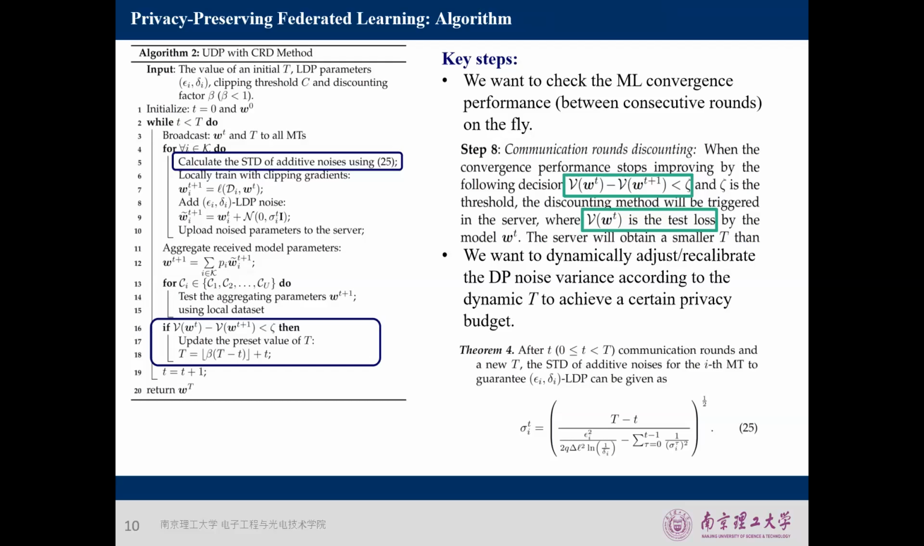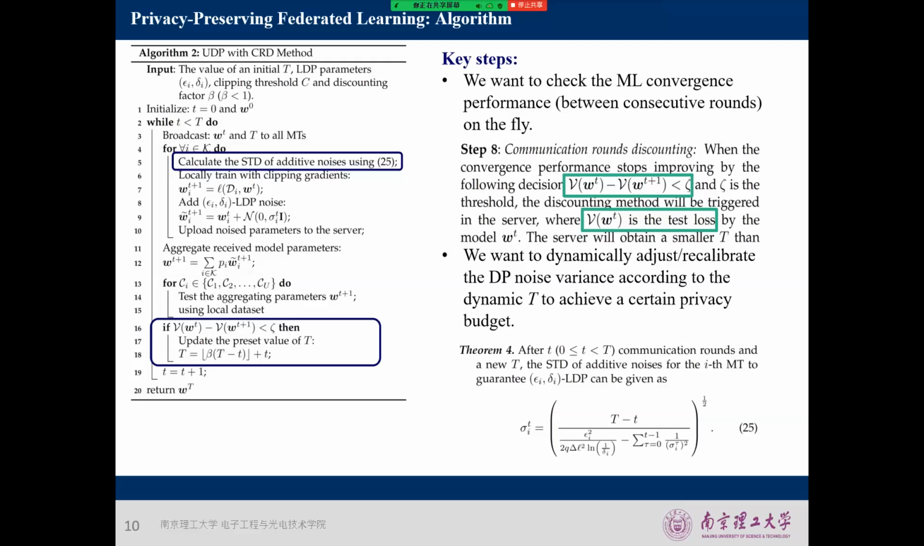Maybe my explanation is not clear. For example, T equals 50. In the first 10 communication rounds, they found that the noise is good and we don't need to change the total number. But as the training goes on, when we reach round 20, we found that at this stage of the learning the noise may be too large, so it will affect the training performance, and we can decrease the 50 to, for example, 40.